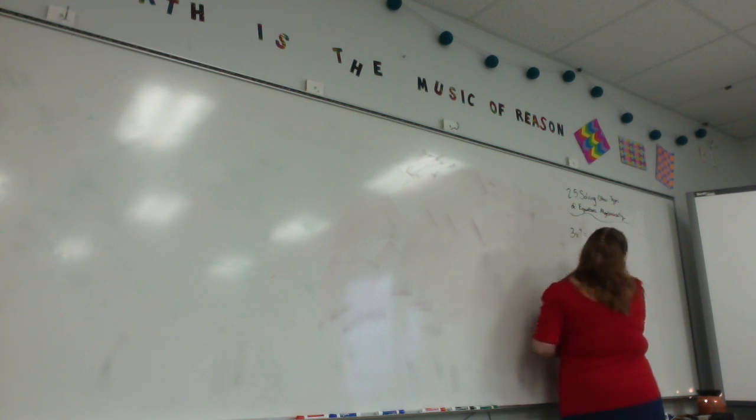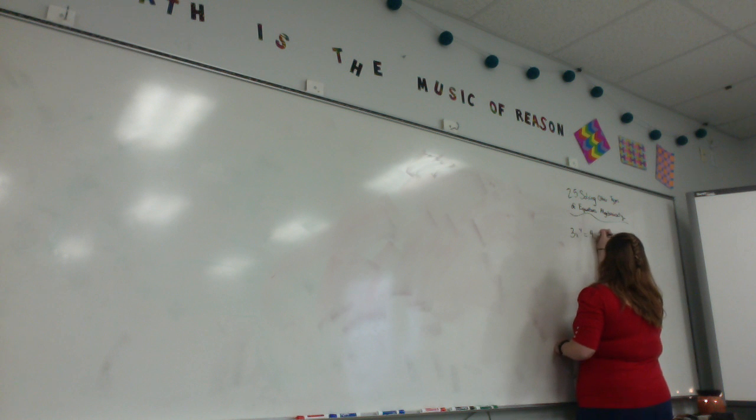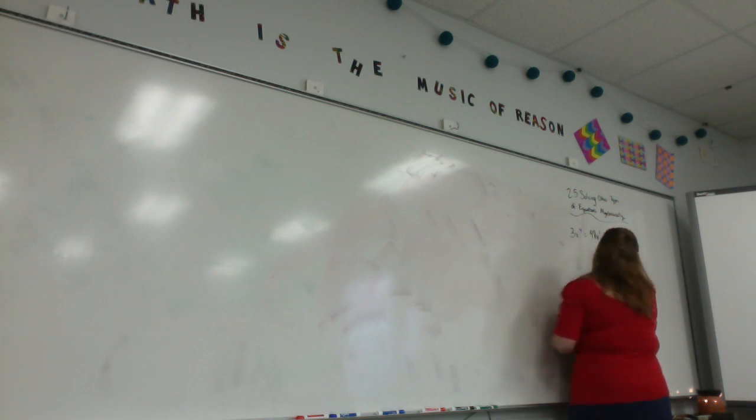Solving other types of equations algebraically. How would you solve this? 3x to the fourth equals 48x squared. What would you do first to solve this?